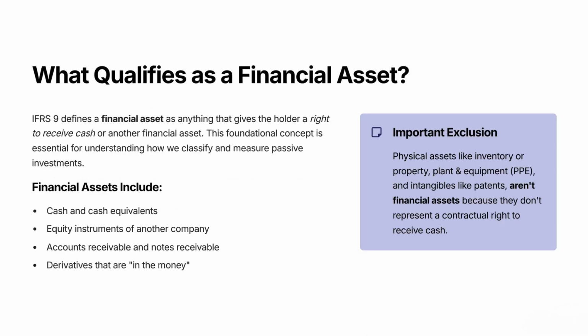IFRS 9 defines a financial asset as anything that gives the holder a right to receive cash or another financial asset. For example, cash itself, equity instruments of another company, accounts receivable, or derivatives that are in the money. But remember, physical assets like inventory or PPE and intangibles like patents aren't financial assets because they don't represent a right to receive cash. Now that we know what passive investments are, let's move into how IFRS actually classifies them.